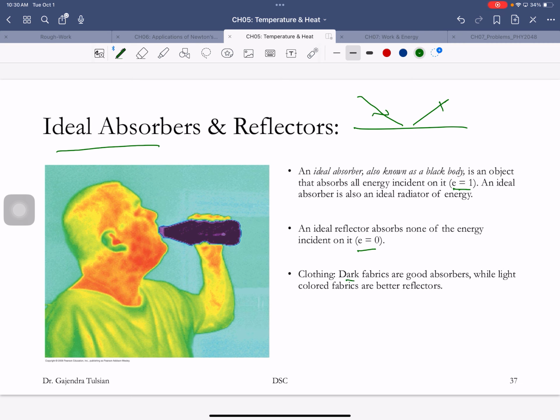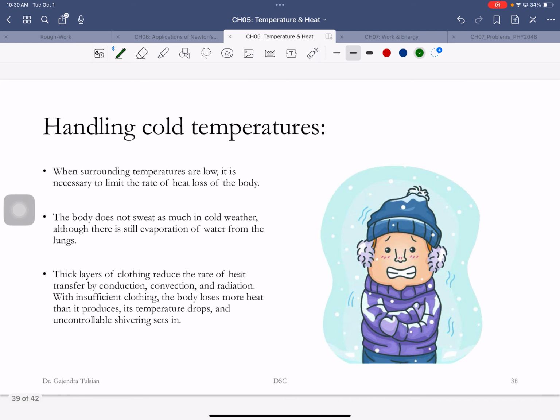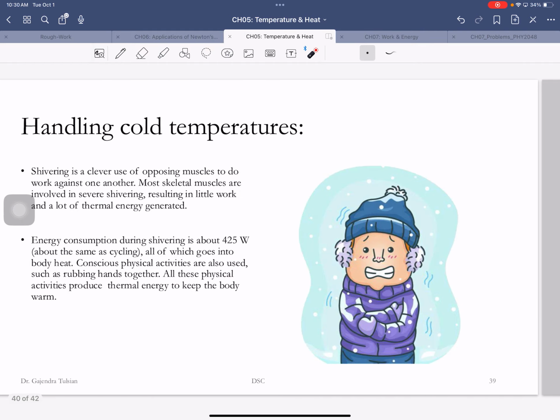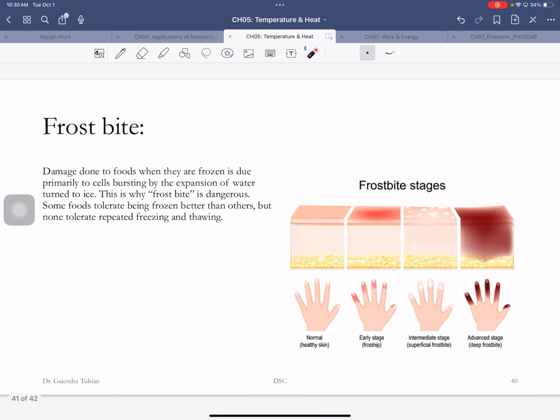Dark fabrics are good absorbers. So that's why in the winter you want to wear dark fabric, and in the summer you want to wear white fabric, because white fabrics are good reflectors. Light-colored fabrics are better reflectors.